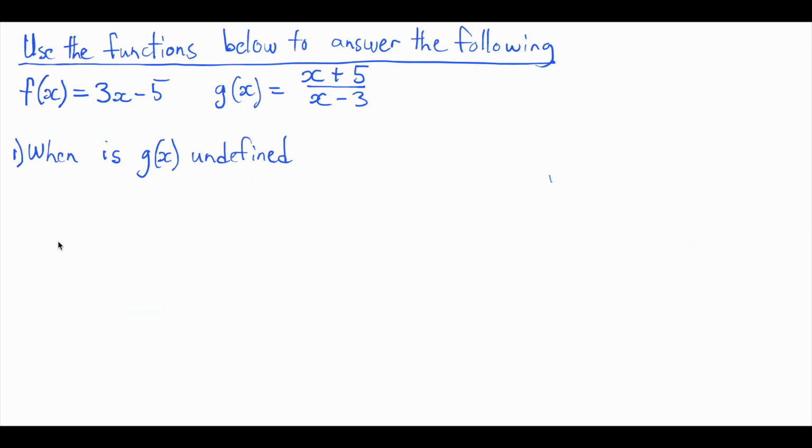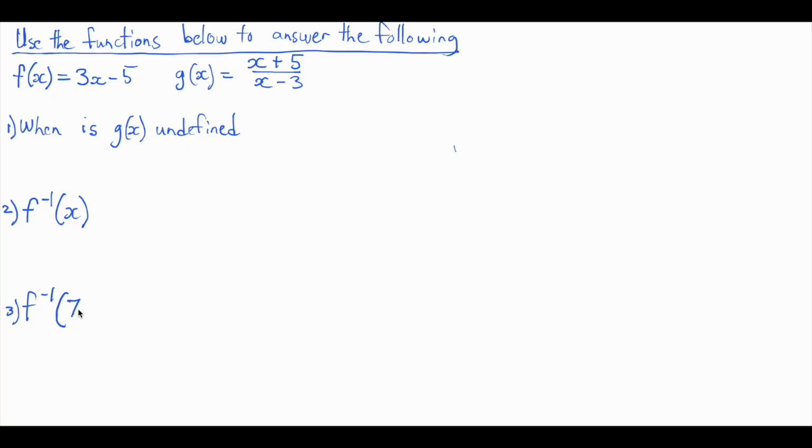Alright, so this is a new concept here, but it's very easy. Number 2 is going to be the expression for the inverse of f(x). And then the third one here is 7. And number 4, f(x) equal to 7. Alright, so let's go through this.